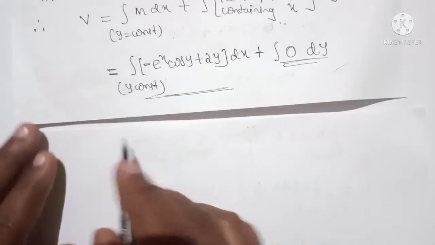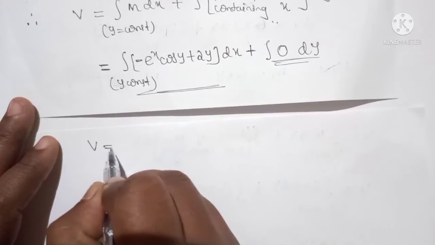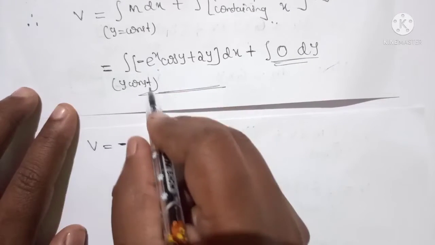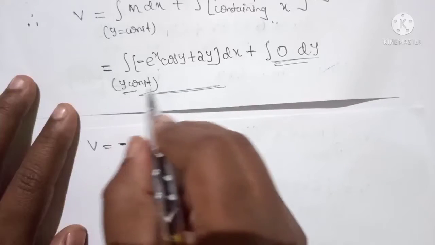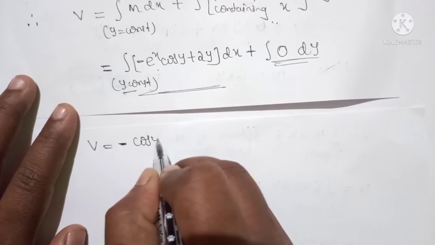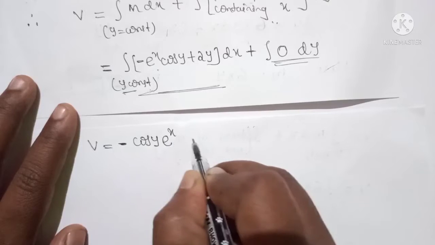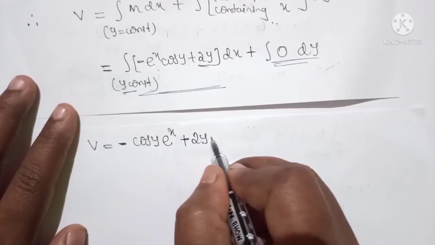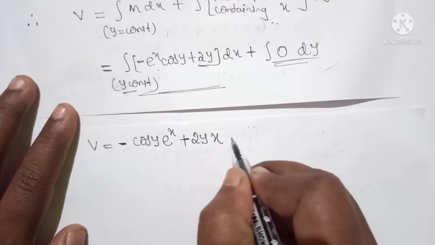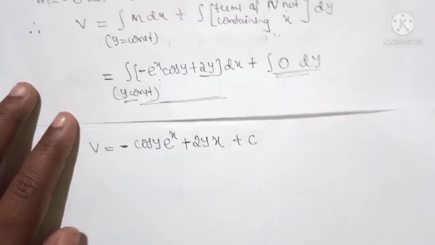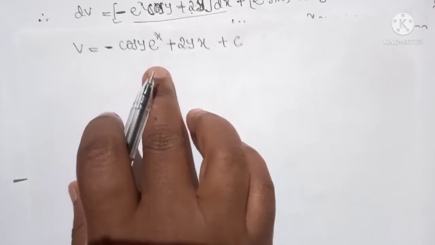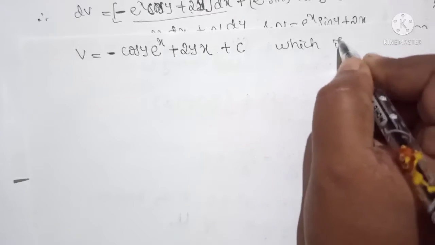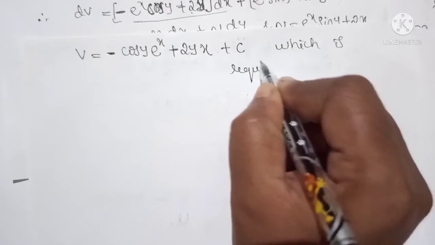Okay, so therefore v is equals to minus, taken outside, integrating with respect to x, treating y constant, we get cos y being constant, e raised to x integration is e raised to x only, plus 2y is constant, therefore 2y into x, integration of 1 is x, plus integration constant c. Thus this is the harmonic conjugate of the given function, which is the required harmonic conjugate.